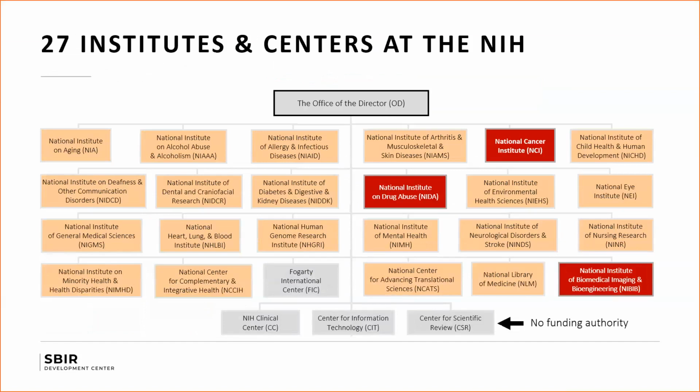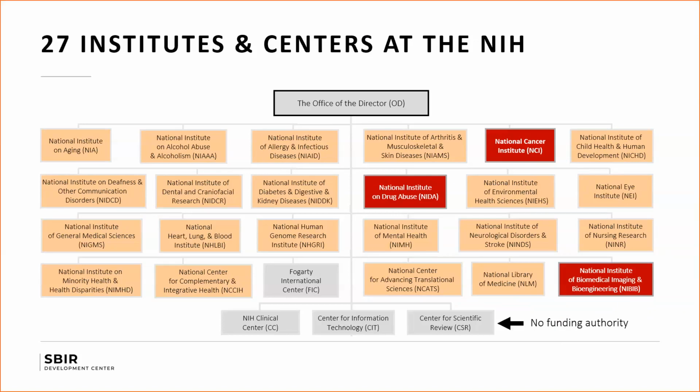At NIH, there are 27 different institutes and centers. What that means is that there are 23 different SBIR programs. There are 4 centers that don't have funding authority, and so therefore they don't have the ability to send money outside of the federal government, and they can't administer grants, and so they don't have an SBIR program. But all of the institutes that administer grants, they're all focused around specific disease areas. They all have an SBIR program.